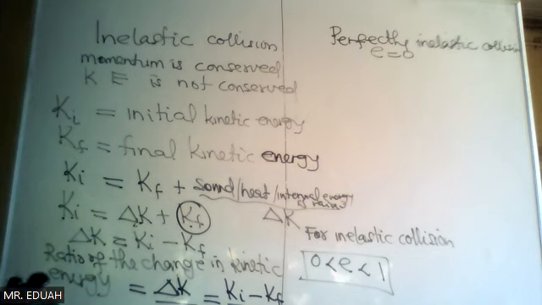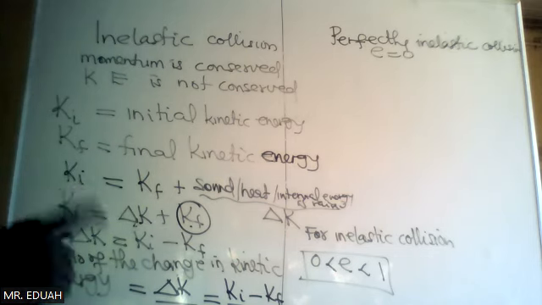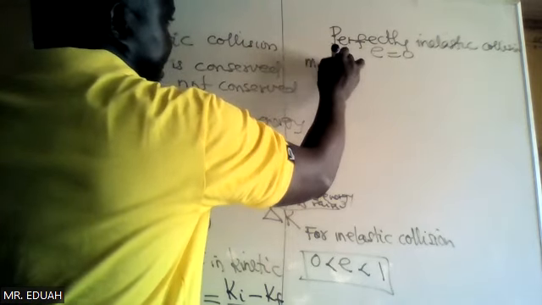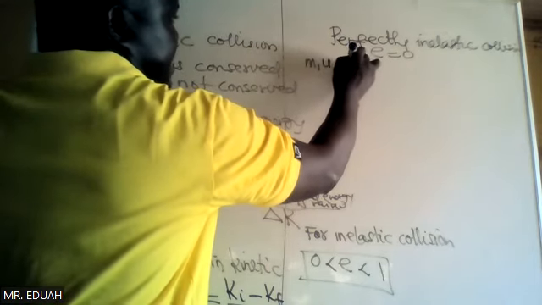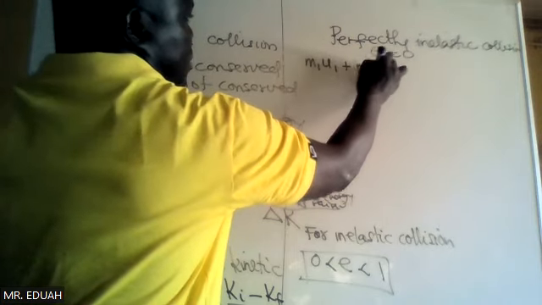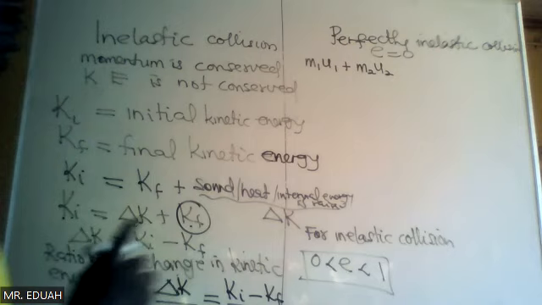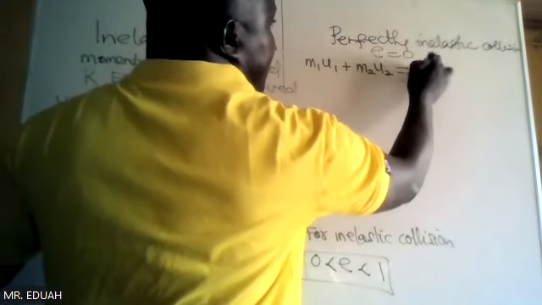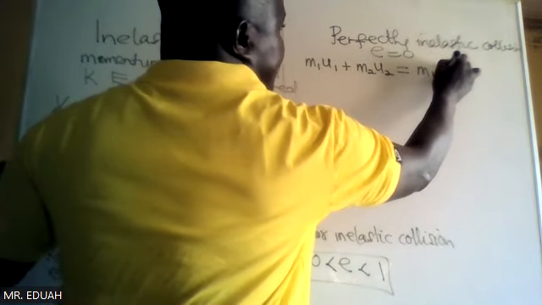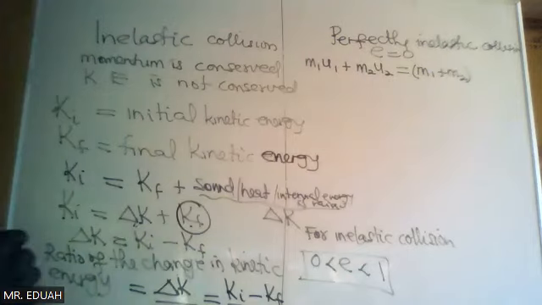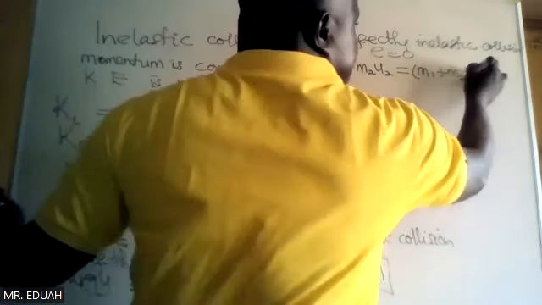So for conservation of momentum, m1 u1 plus m2 u2, which is the equation for the conservation of momentum. After collision, m1 and m2 join, and they move with a common velocity v.